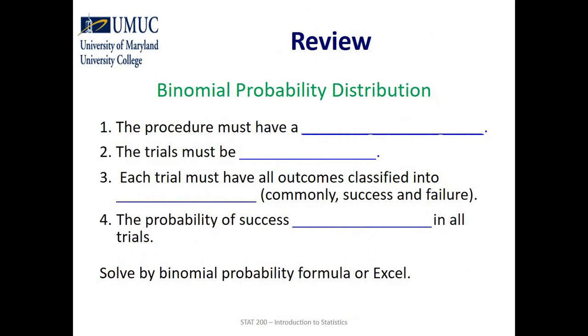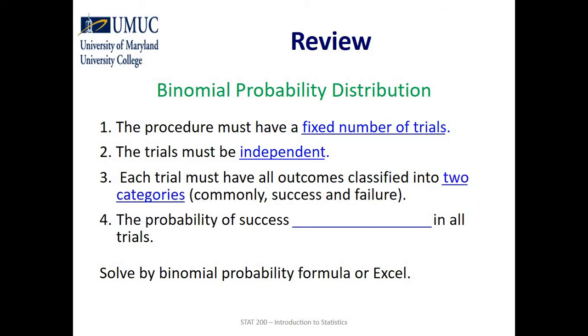Now, let's take a quick review of the binomial probability distribution from Lecture 11. We had 4 requirements for a binomial probability distribution. The first was that the procedure must have a fixed number of trials. That was our n. Each trial must be independent. Each trial must also have outcomes that are classified into 2 categories, typically referred to as a success or a failure.